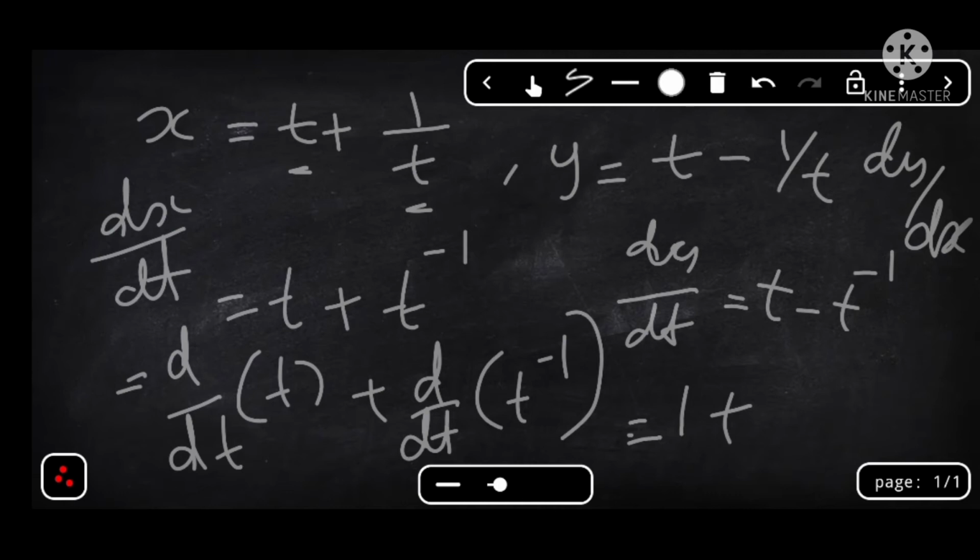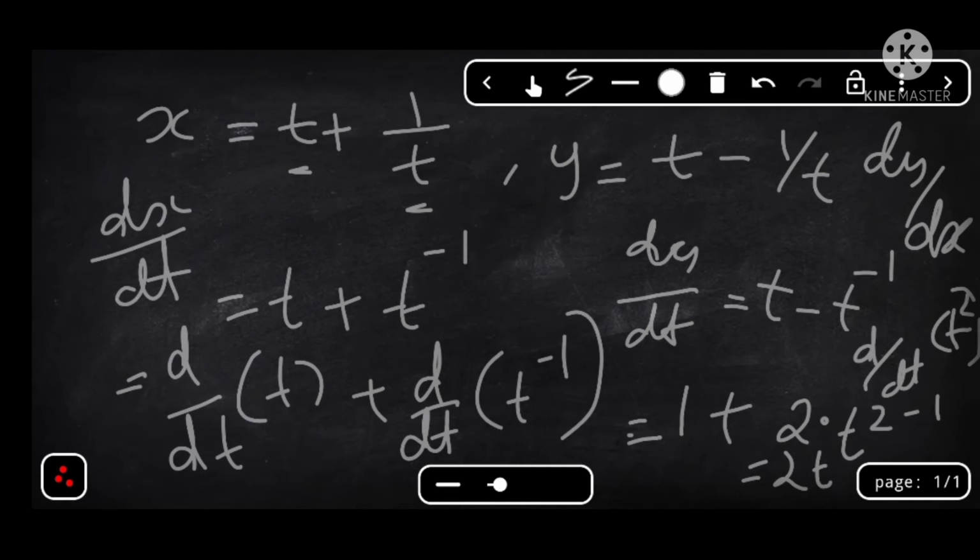So d by dt of t square will be 2 into t raised to 2 minus 1. That is 2t. We'll get the answer as 2t.